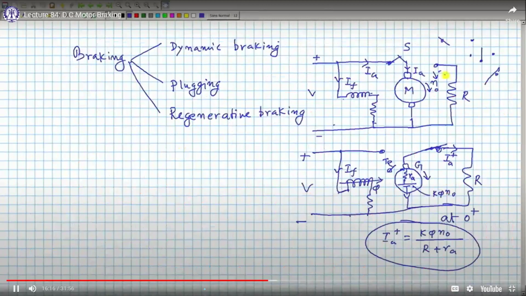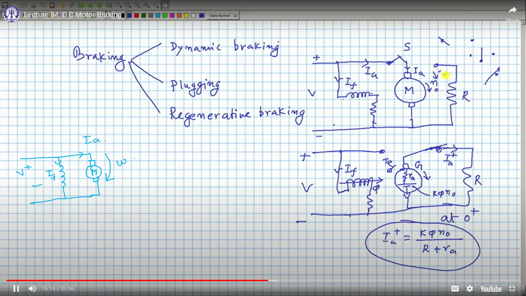Now, let us see there is something called electrical braking. Once you have started your DC machine, let us say this is the field winding and this is your shunt motor. Now, once you have started to rotate this shunt motor, let us say it is rotating with speed omega. And this is the field current, this is the armature current.